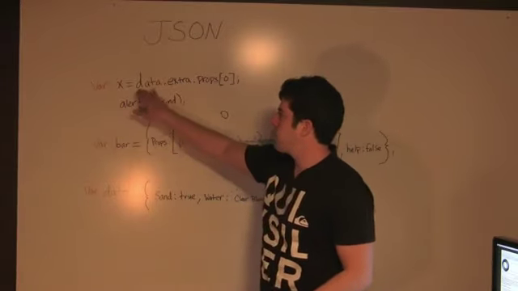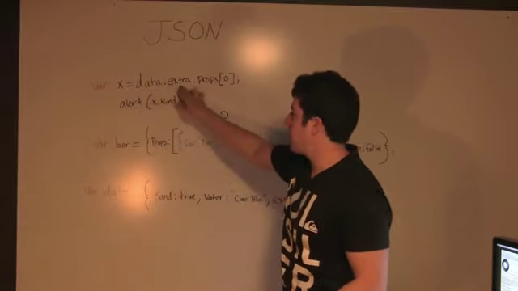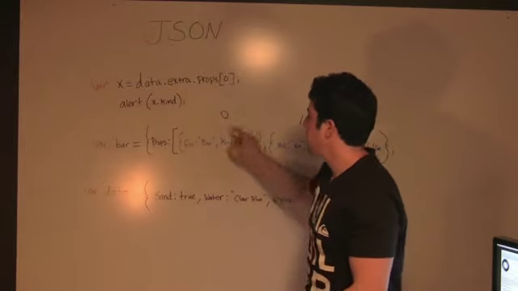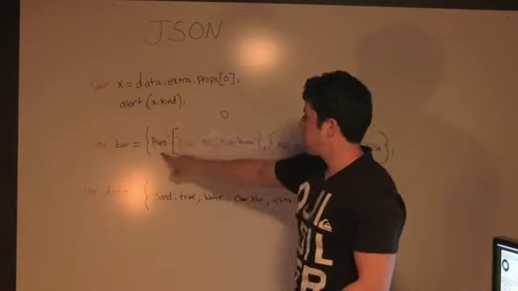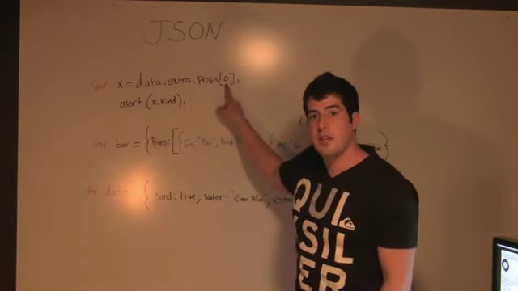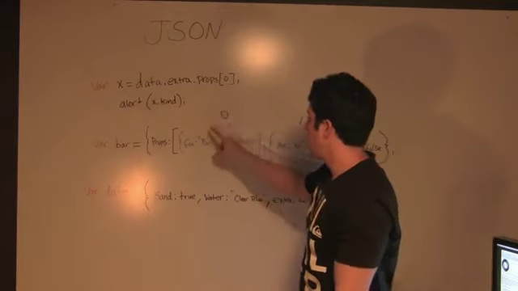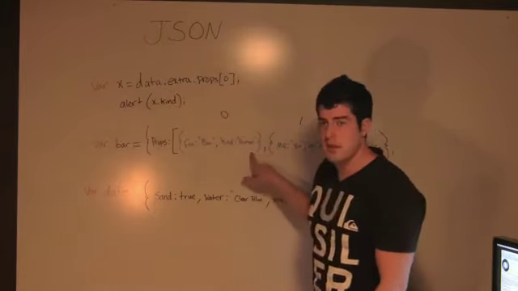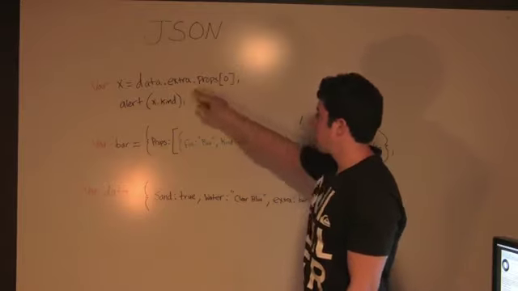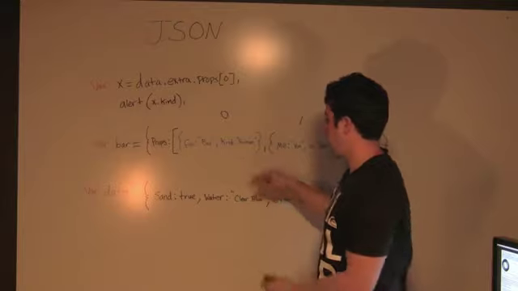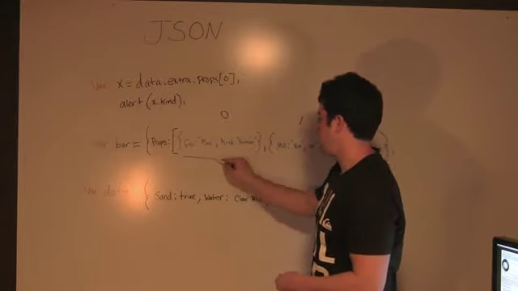So the way we would do that is we would write out data.extra, which is going into this property here, and then to the props, which is this item here, and then we're gonna pull out the first item in the array, which right here, 0. This first item is this object. So right now, X is set to this object here, this first one.